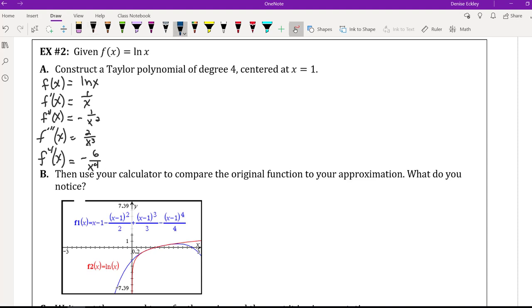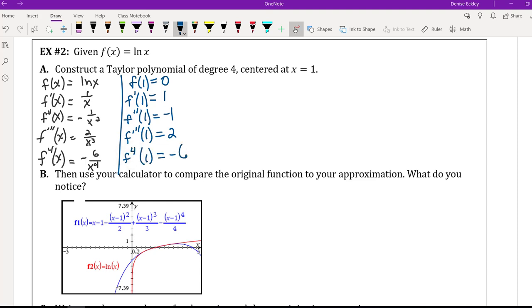And now if I evaluate these at 1, so f of 1 is going to be 0, f prime of 1 is going to be 1, f double prime of 1 is going to be -1, f triple prime of 1 is going to be 2, and then finally the fourth derivative at 1 is going to be -6.